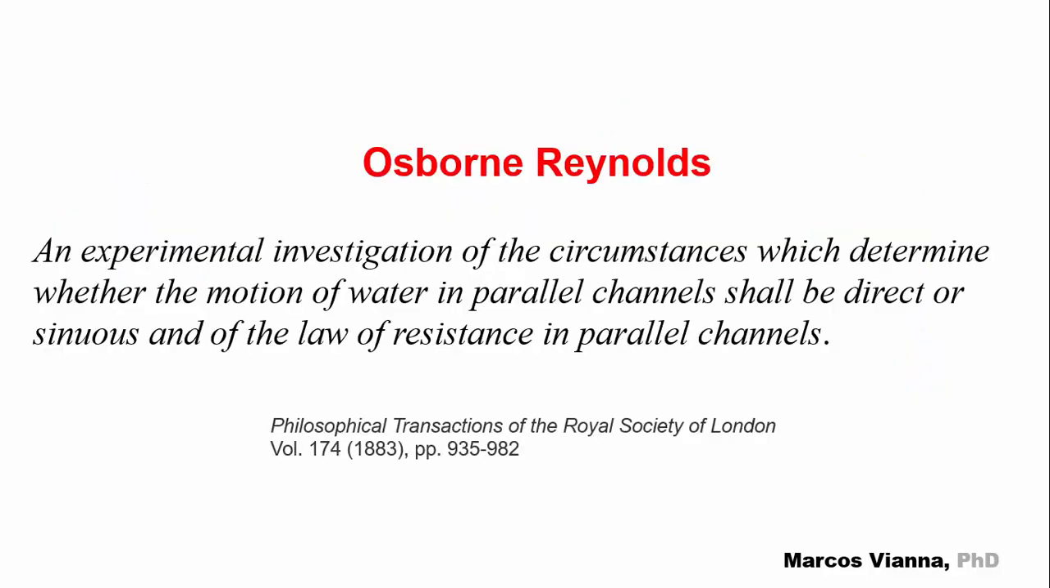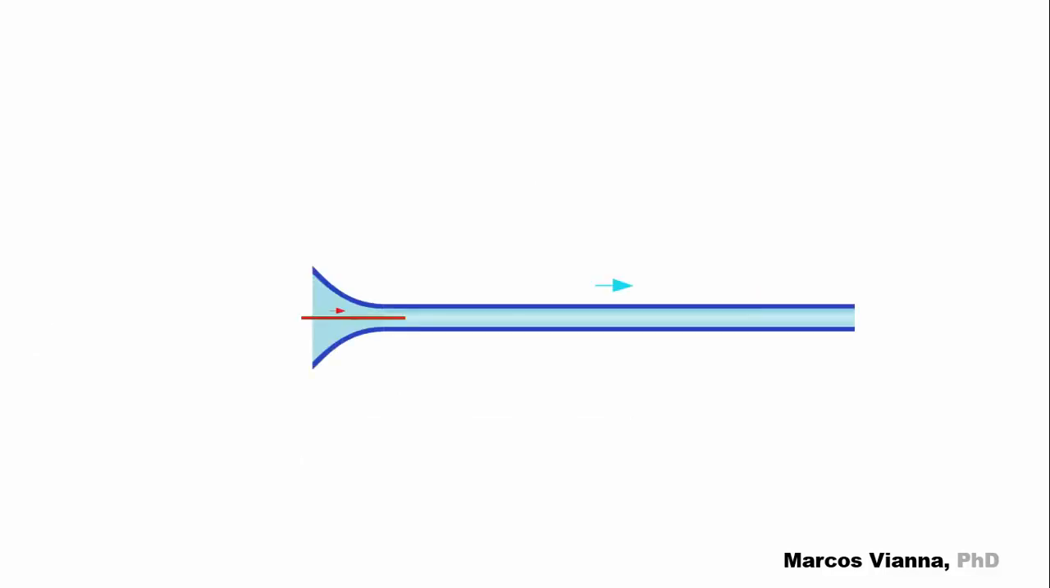That's where the ingenious Reynolds experiment happens. If you are interested in the original paper, here it is. You can find it online. It's a transparent pipe with a bell mouth inlet and a dye injector. See how it's looking? I think it's gonna work.